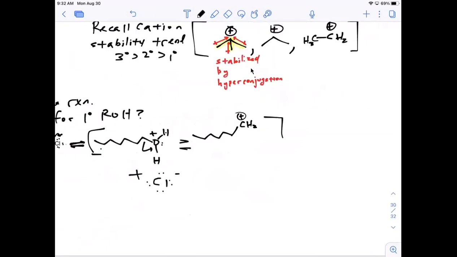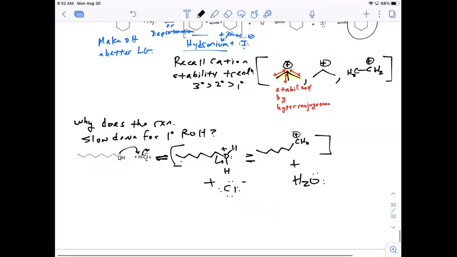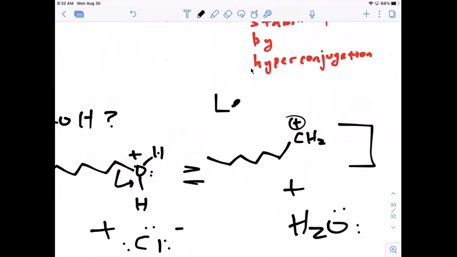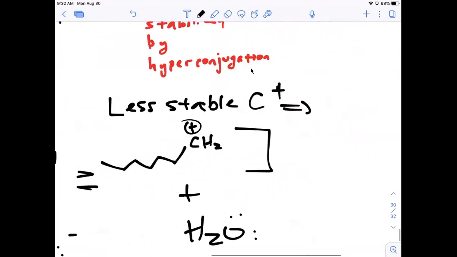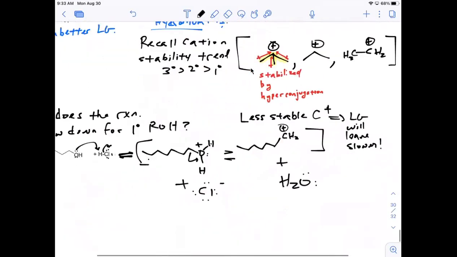What's the problem here? Let's go back to the original question. Why would the reaction slow down for a primary alcohol? Is it less stable? Yes. What's less stable though? Which part? Where the CH2 is? Yes. So this is a much less stable carbocation, which means that the leaving group will leave much slower. We asked the question, why would it slow down?